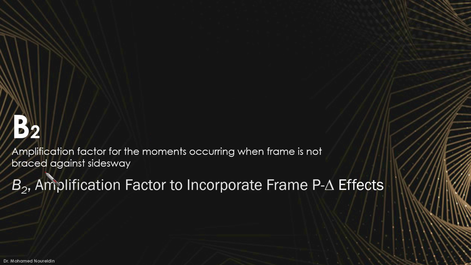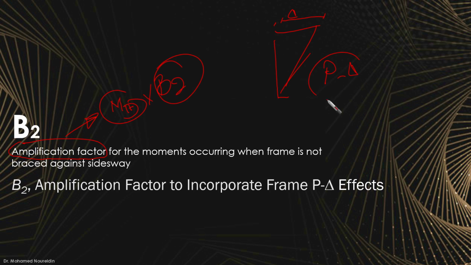As we said in the previous video, B2 is an amplification factor. What is the meaning of amplification factor? It means that we're going to multiply the original moment, which in this case is M lateral translation, with a magnification factor. We call this B2, in order to take into consideration what we mentioned last time, which is the big delta, P delta effect.